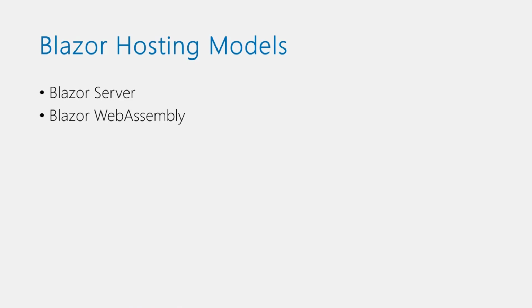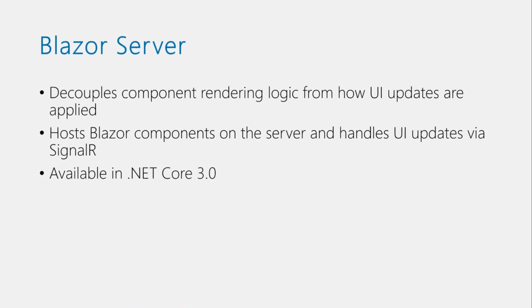So I said there are two hosting models, Blazor Server and Blazor WebAssembly. We're going to get into Blazor Server first, because that's the easiest one to understand. It basically decouples the rendering logic from how the UI updates are applied. And what does this mean?